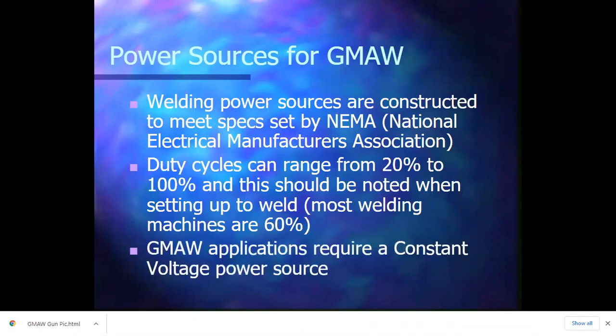So gas metal arc welding applications require a constant voltage power source. So we have a continuous voltage set, and the amperage will fluctuate up and down with the wire speed. So the wire speed actually controls the amperage. So those two are tied together directly. But the voltage is independently set. So we've got a dial on the front of the machine where we set our voltage.